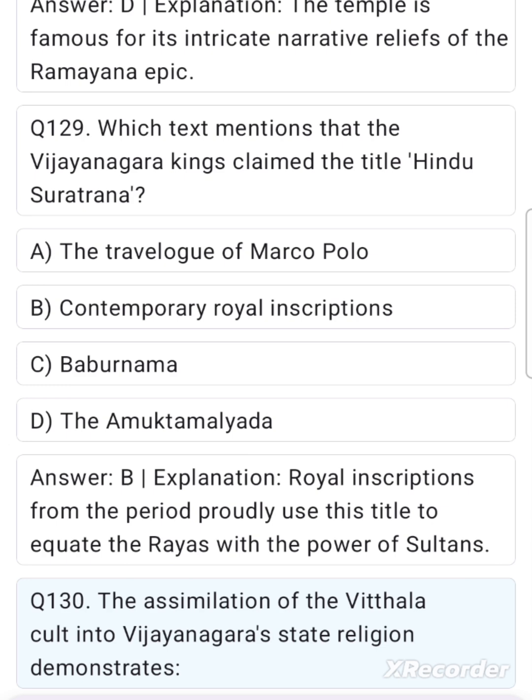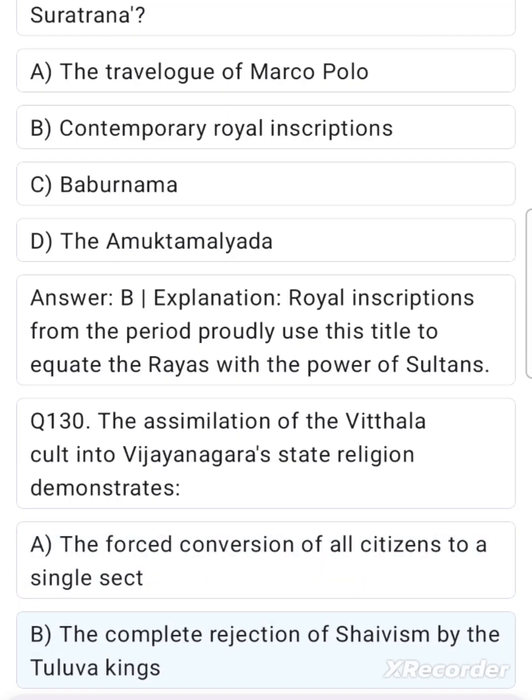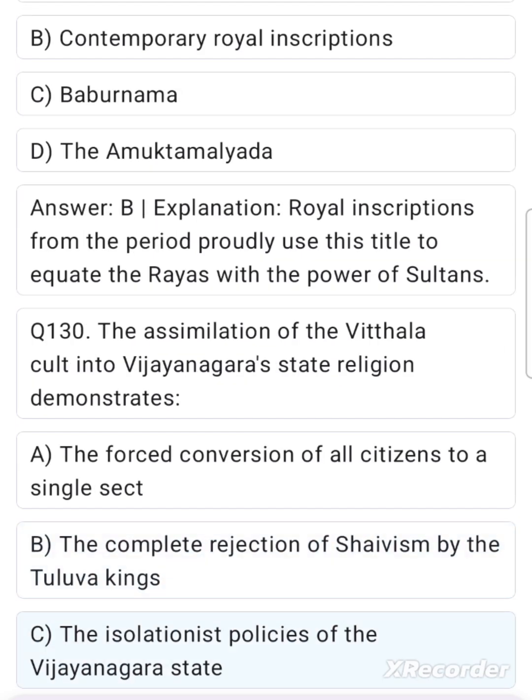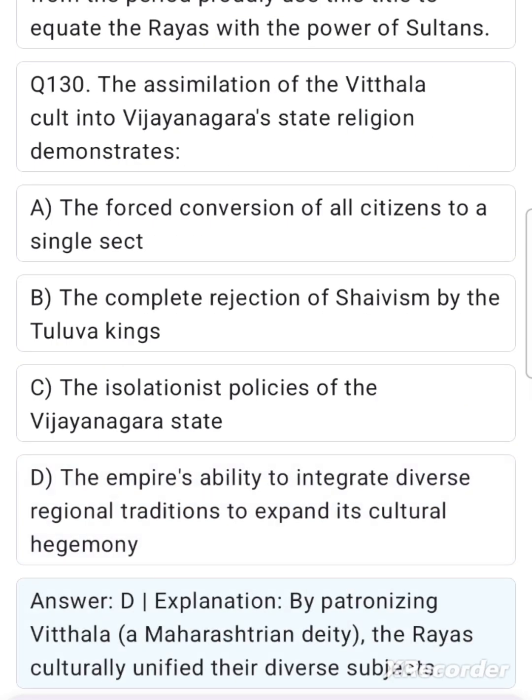Q130. The assimilation of the Vitthala cult into Vijayanagara state religion demonstrates: A. The forced conversion of all citizens to a single sect. B. The complete rejection of Shaivism by the Tuluva kings. C. The isolationist policies of the Vijayanagara state. D. The empire's ability to integrate diverse regional traditions to expand its cultural hegemony. Answer: D. Explanation: By patronizing Vitthala, a Maharashtrian deity, the Rayas culturally unified their diverse subjects.